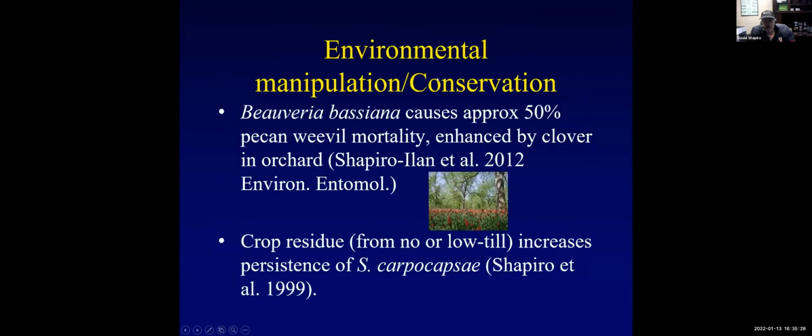In terms of another application approach, it is really just to enhance the pathogens that are already in the system without adding more, or the ones that are already there after application can be enhanced. For example, since the fungi are also susceptible to UV radiation, you can plant clover, and that will give a ground cover and therefore protect the fungus so that it persists longer. Or you can have crop residue to enhance persistence of the nematodes.